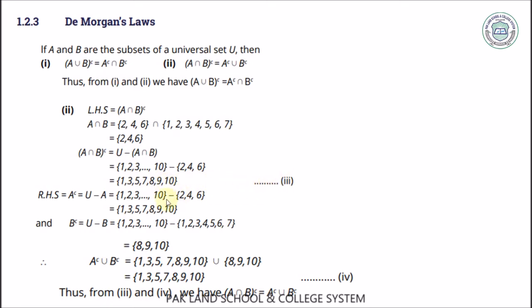It's called equation 3. Right hand side, A complement equal to U minus A. The resultant set is 1, 3, 5, 7, 8, 9, 10. And B complement, we also subtract B set from universal set. The B complement equal to 8, 9, 10. Now we will take the union of A complement, B complement, which is 1, 3, 5, 7, 8, 9, 10. It's equation 4. Now from third and fourth equation we have A intersection B whole complement equal to A complement union B complement.